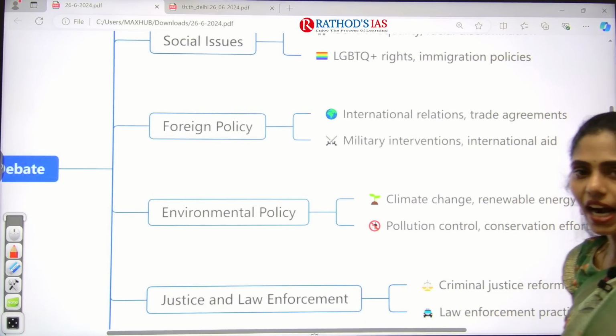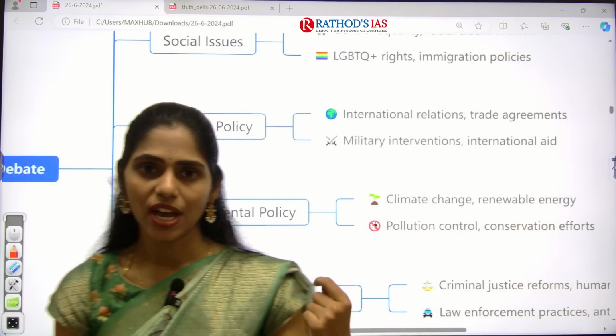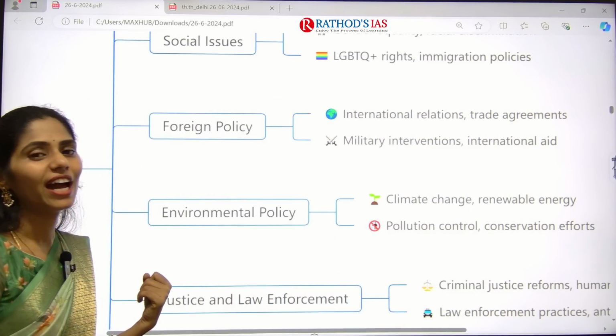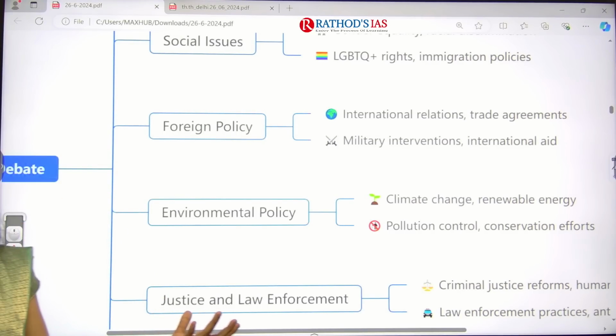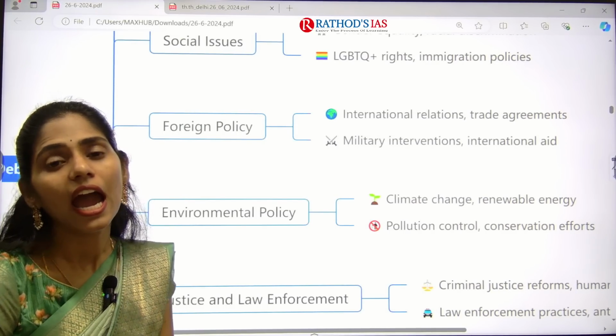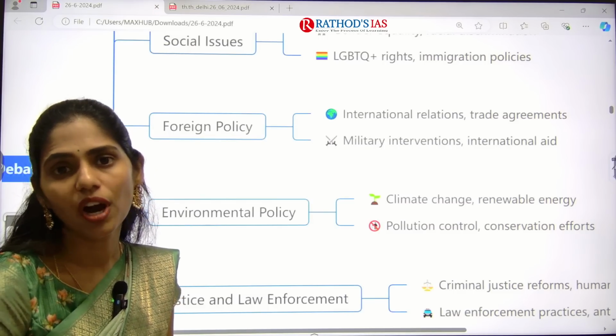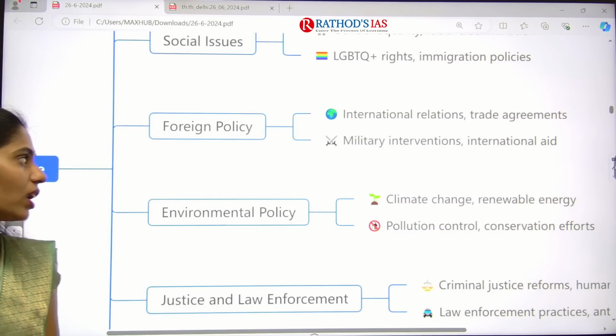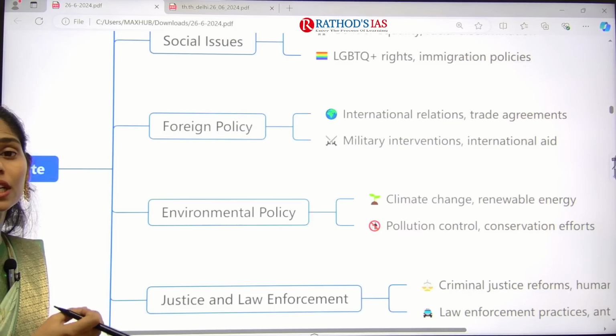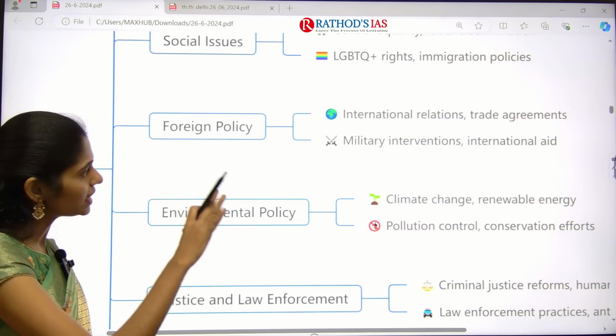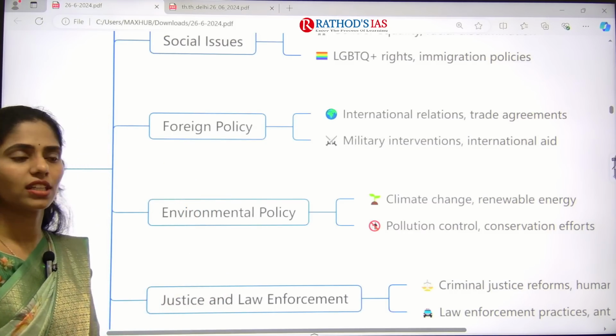And even regarding foreign policy also, we are going to have discussions and debates regarding how we have to maintain relationship with so and so country, and which are the trade agreements that can be finalized. How can we improve our trade? And what about military interventions, international aid, etc. So on these areas also we are going to have discussions.